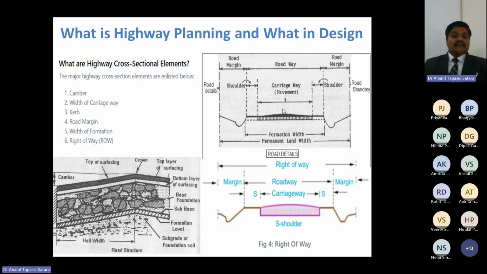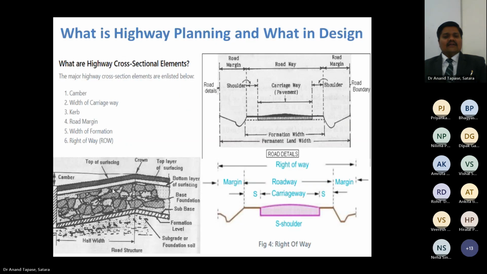So this pavement consists of this type of structure, that is, the road structure. It has a crown, it has a camber, there are a number of layers: bottom layer, top layer, base layer, sub-base layer, formation layer. So we will be focusing specifically on the thickness. How much thickness each layer should have is the main component of today's discussion.